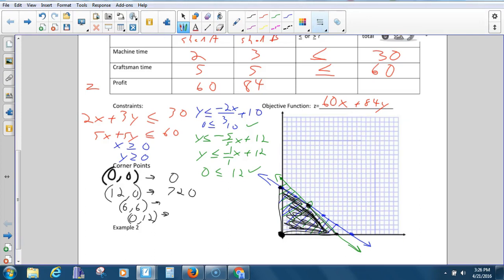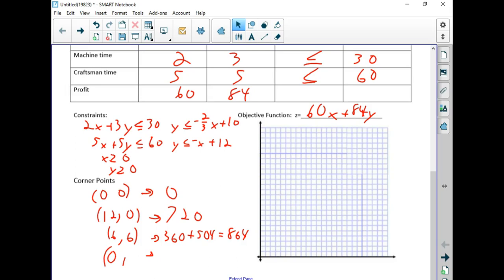Now I'm going to do 60 times 6 plus 84 times 6. Hopefully you can see where this is going. 60 times 6 is 360, plus 6 times 84, which is 504, plus 360 is 864. This looks slightly different because I realized I made a mistake, and I made this a 12 instead of a 10.